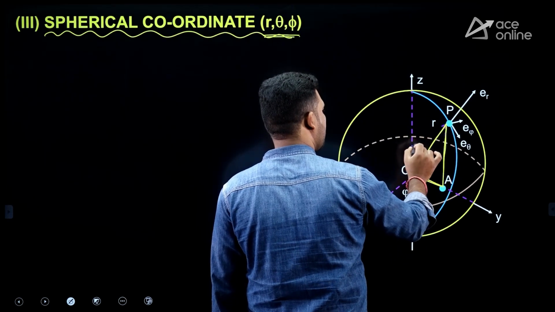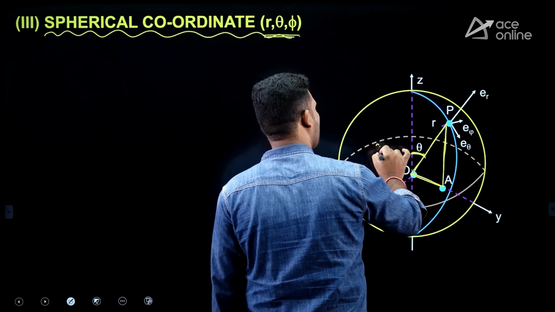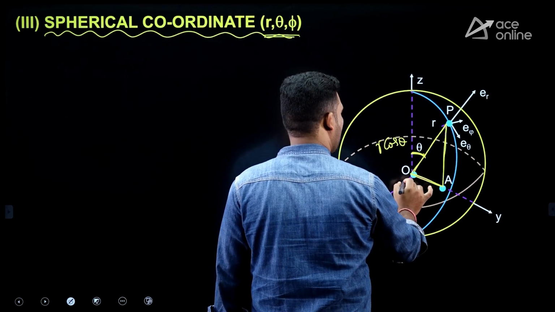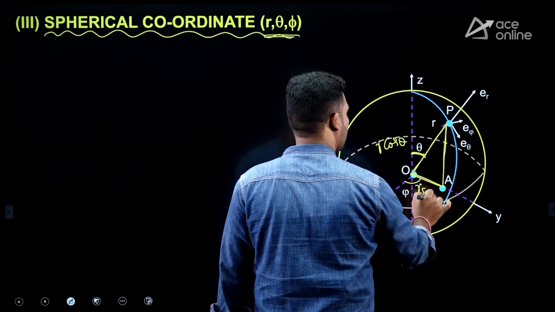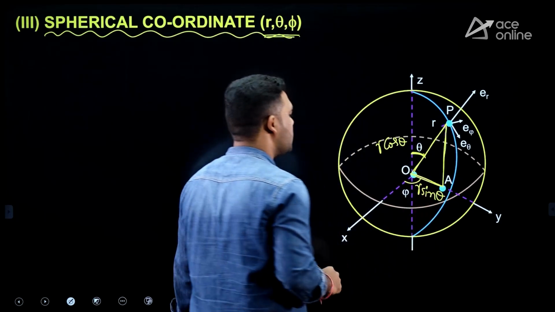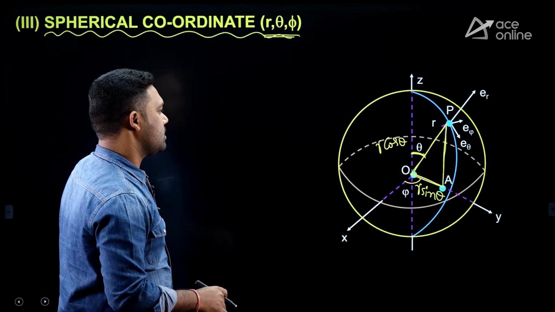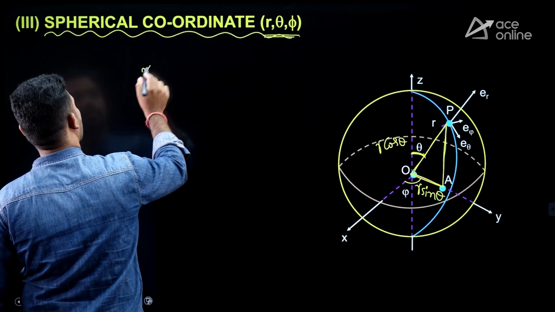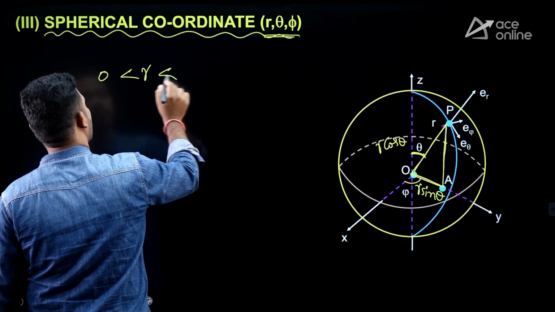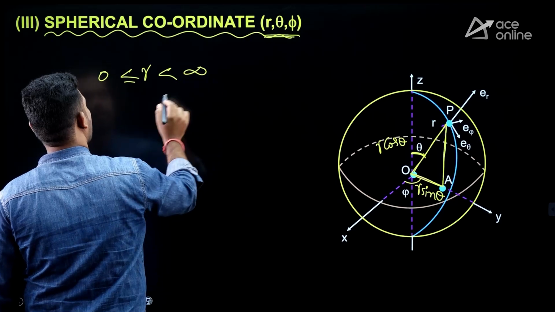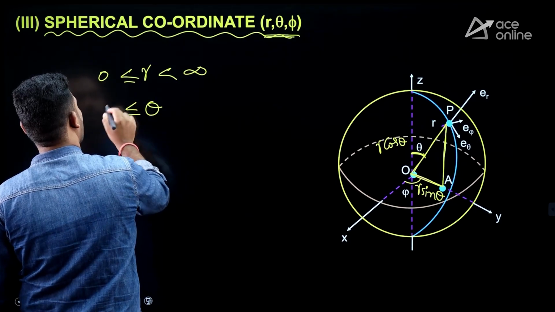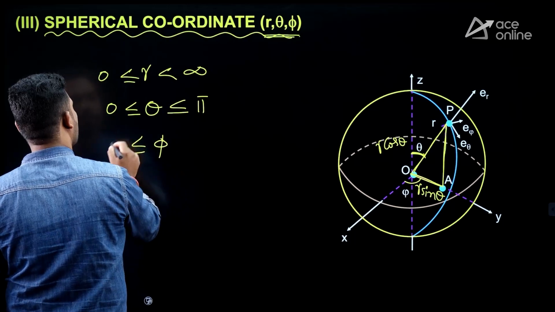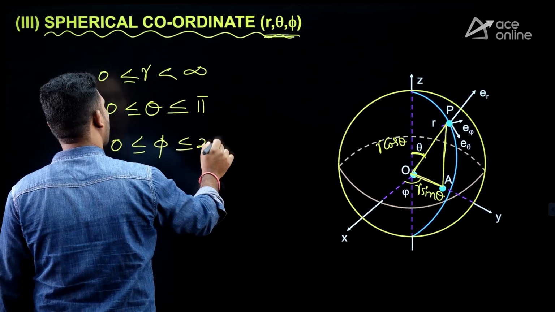So how much angle is it making? What is the z component? It is R cos theta. What is this OA? It is R sin theta. How much angle is it making with respect to the x-axis? It is phi. Clear, friends? And what are the limits of R? R is ranging from 0 to infinity. Theta is from 0 to pi. Important: phi is from 0 to 2 pi.